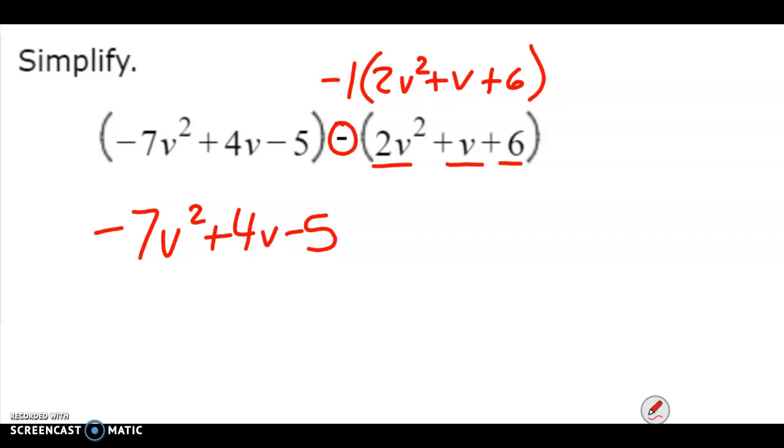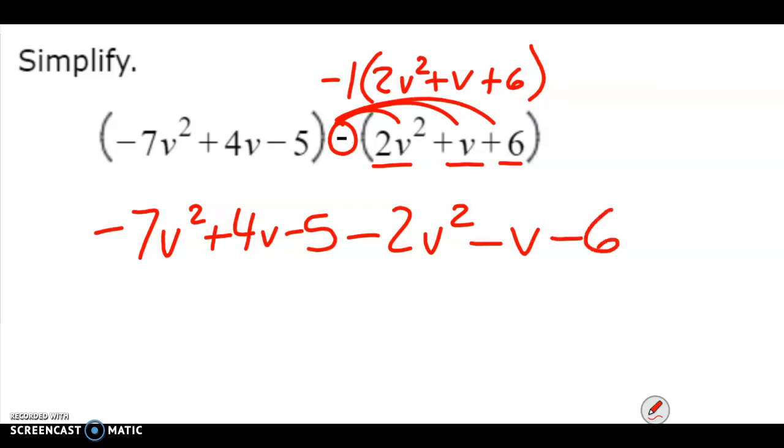Now, in the back half, when we're subtracting each of these terms, we have to distribute that subtraction. So it's minus the 2v squared, minus v, and minus 6. So notice how all those signs change because we're subtracting each of them. Once that part is done, you're doing the exact same thing we just did. So now you're just locating and combining like terms.